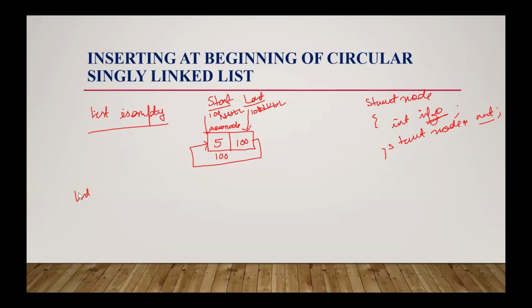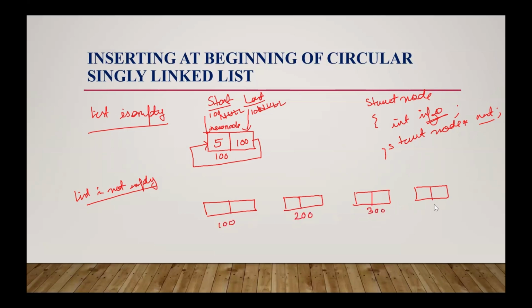The second case is when the list is not empty, meaning elements are already present inside the linked list. Let us take an example. This is the linked list, and the elements are already present. Each node has two parts. For example, this node is at address 100, this is address 200, this node is 300, and this node is 400. This is the start node, and the last node points to this one, which means last stores the value 400.